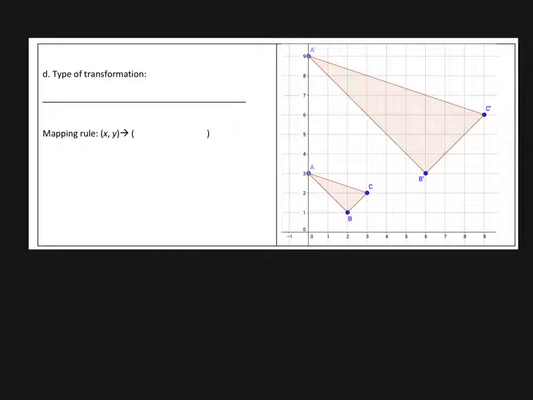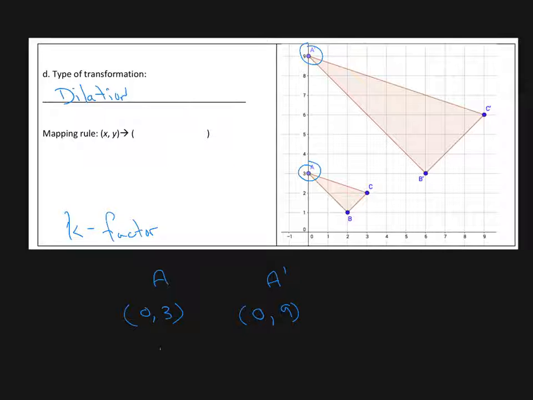Some of the other ones that you'll have are a reflection and a translation, but here we have the changing of the size, so obviously this is a dilation. And with a dilation, you'll need to give your K factor. That is, what value of K, this multiplier, makes A go to A prime. So first, find your coordinates for A. A was at 0, 3, and A prime is at 0, 9. So what value of K do you multiply 3 by? 3 times K is equal to 9. Divide by 3, K is equal to 3.